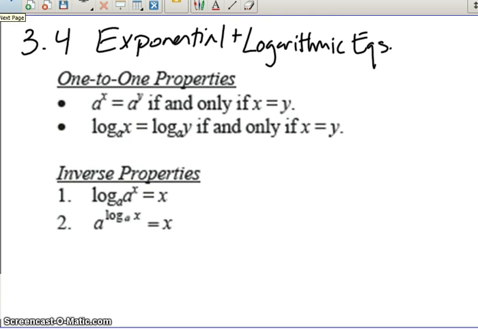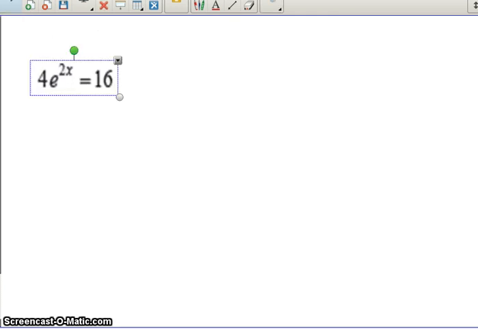We're going to start out with a couple of basic exponential equations. These should be pretty easy. We have 4e to the 2x equals 16. So we're going to divide both sides by 4 to start out with. That gives us e to the 2x equals 4.